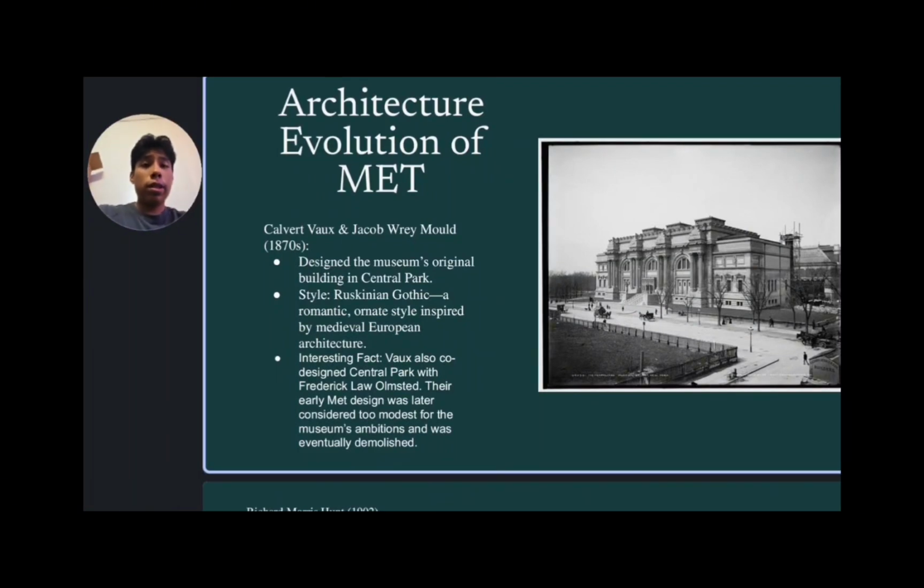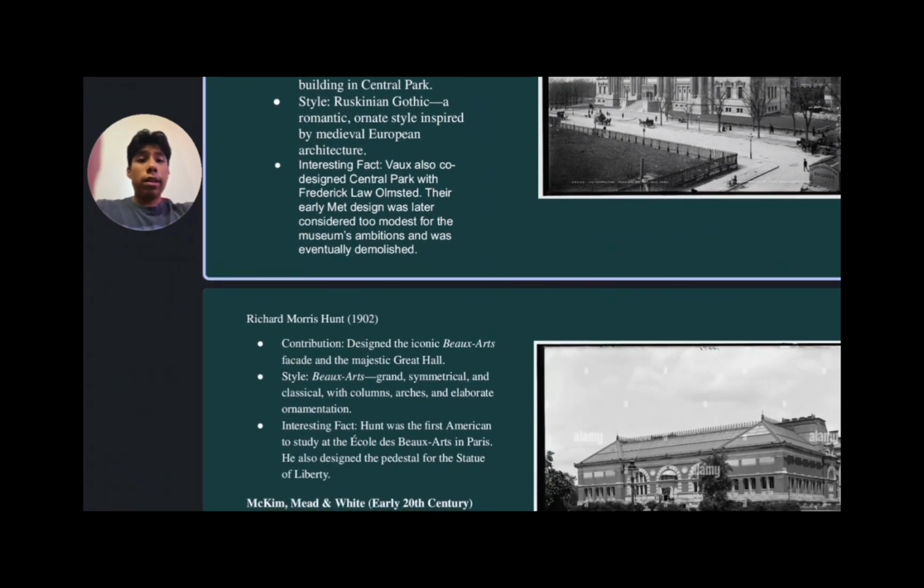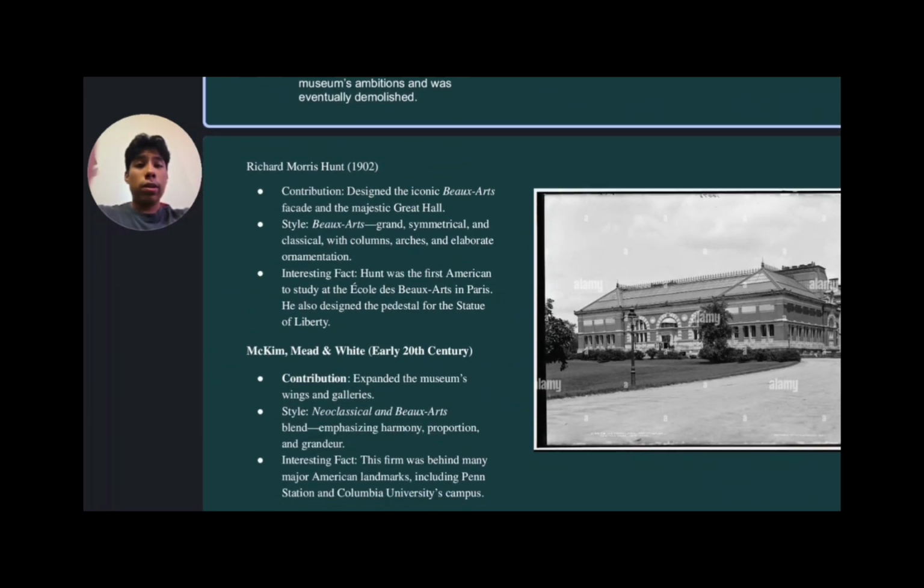Architecture evolution of the Met. So, it was first started in 1870 by Calvert Vaux and Jacob Wrey Mould, who designed the museum's original building in Central Park. Their style was Gothic, which is a romantic, ornate style inspired by medieval European architecture. So, an interesting fact about this was that Vaux also co-designed Central Park with Frederick Law Olmsted. Their early Met design was later considered too modest for the museum's ambition and was eventually demolished.